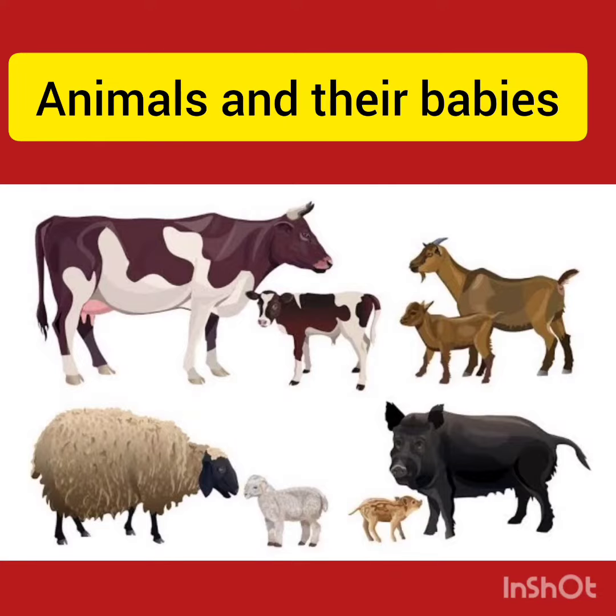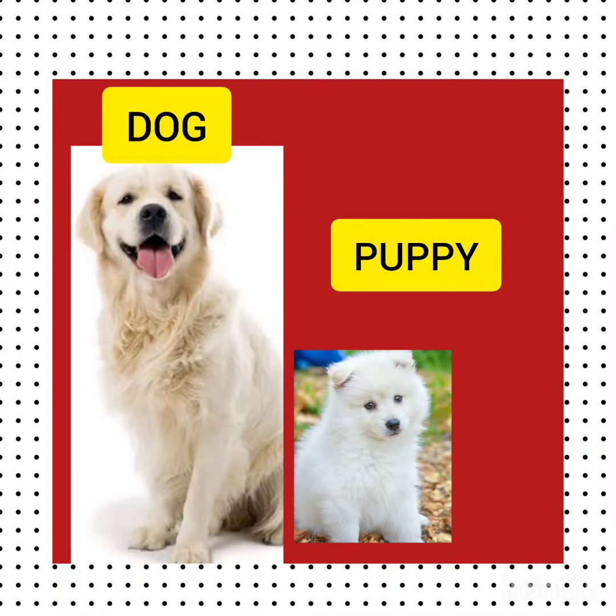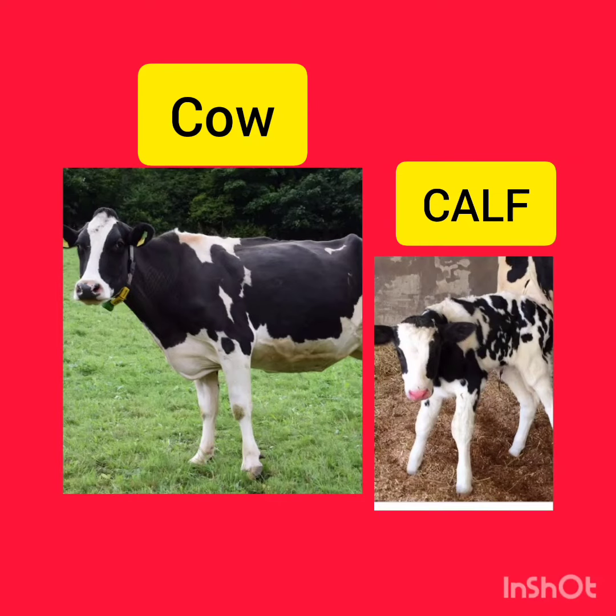Let's see the name of some animals and their babies. Cat, kitten. A baby cat is called a kitten. Dog, puppy. A baby dog is called a puppy. Cow, calf. A baby cow is called a calf.